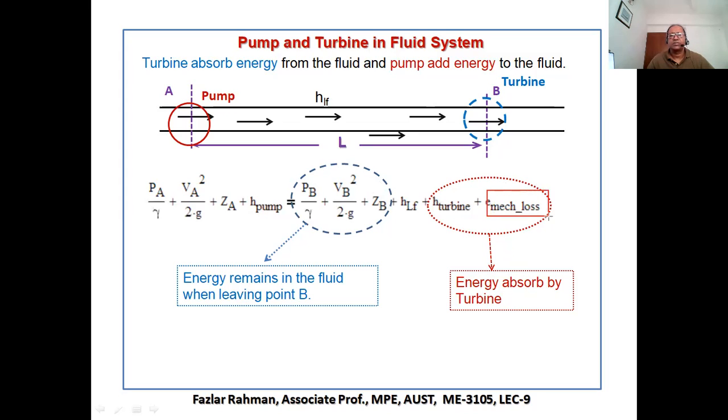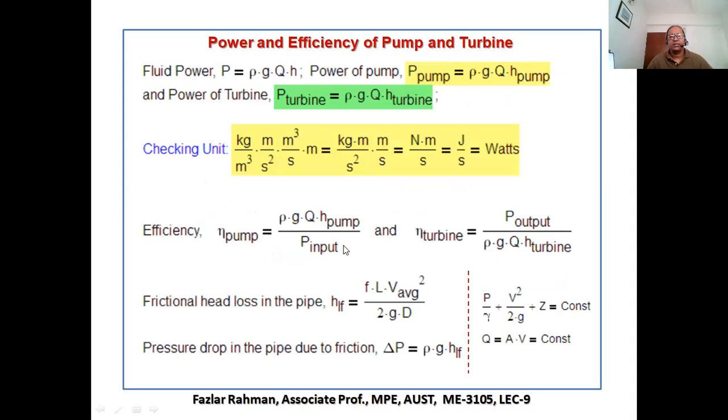This is the loss. And at point A, this much energy in the fluid is heading to point B. And this much is the frictional loss. Okay, I just edited it. I think it was needed.